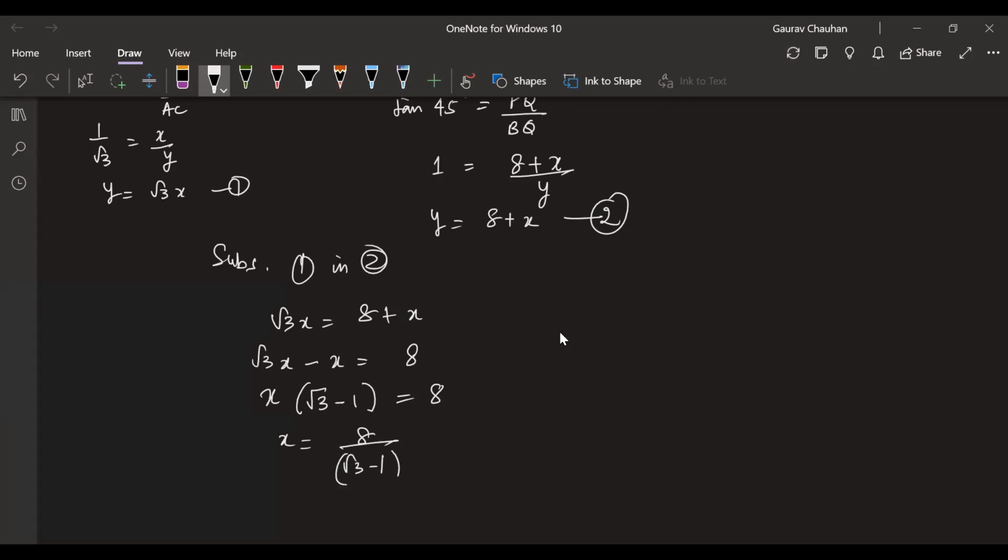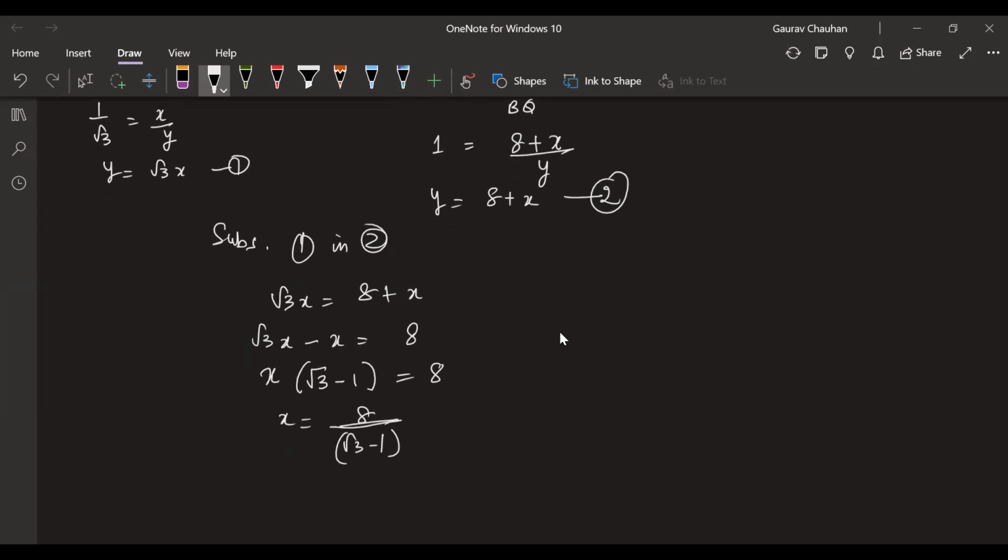Now I've got to find a numerical value for this. I can't leave it like this. First thing you do is rationalize the denominator. So what are you going to get? X is equal to. Anyone remembers how to rationalize this denominator? What do we do for such an irrational in the denominator? Riza, you remember? Yes, sir. Okay, let's hear it from Riza. Sir, we will multiply it by root 3 plus 1, sir.